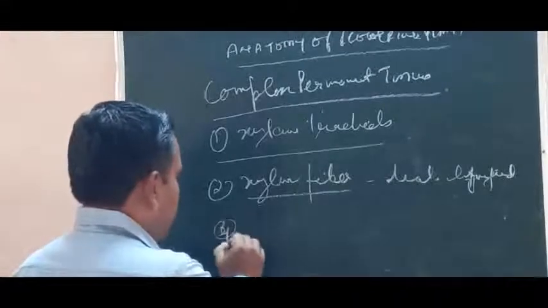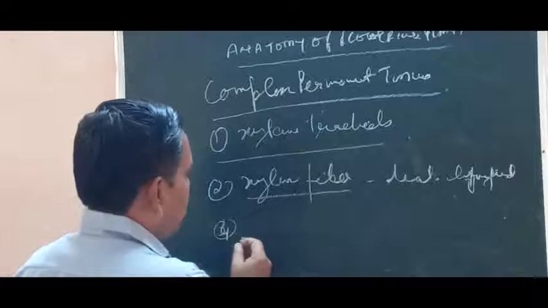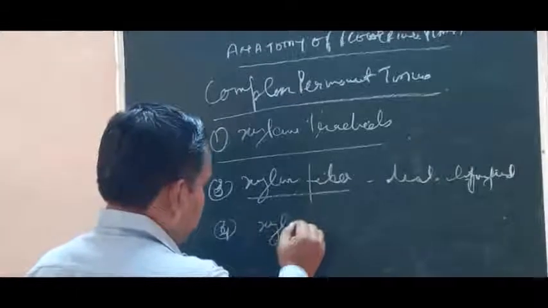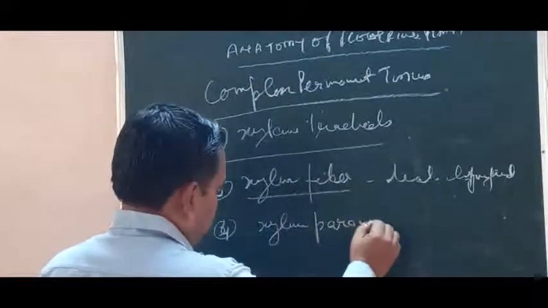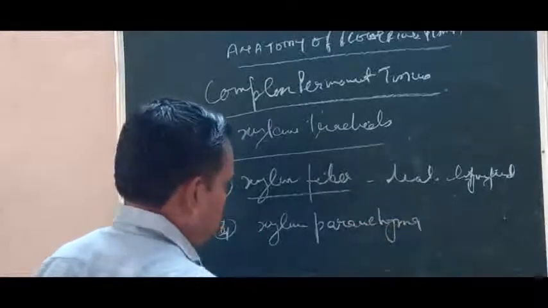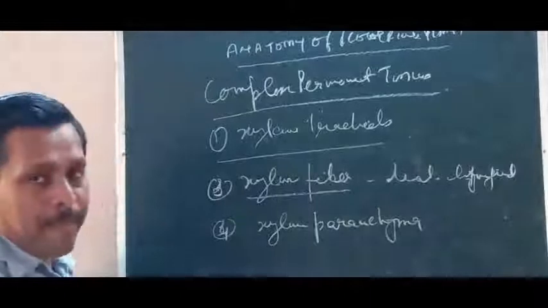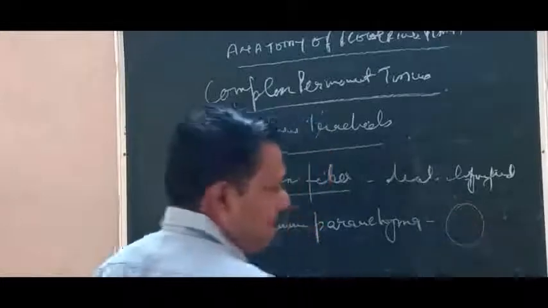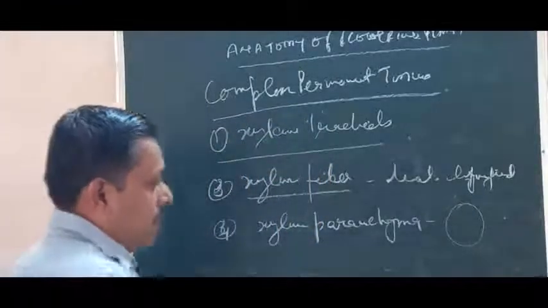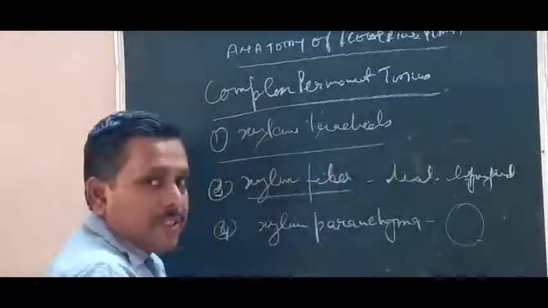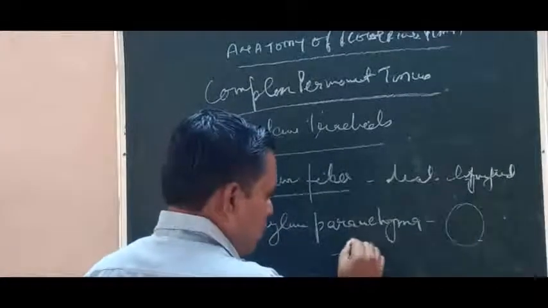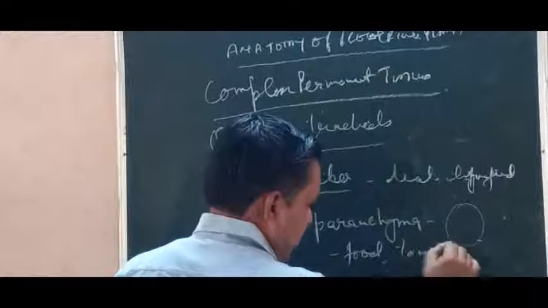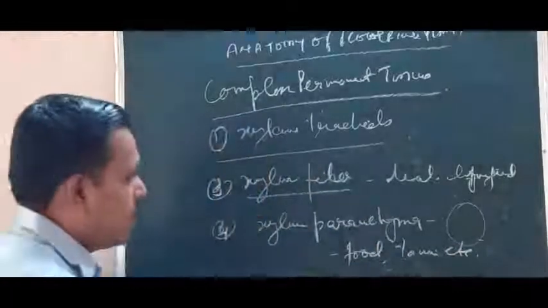The fourth one is xylem parenchyma. Xylem parenchyma is a living cell, and it has a thin wall made up of cellulose. It has photosynthetic capacity and is also used to store food and other substances in the form of tannin, etc. So this is the function of xylem parenchyma.